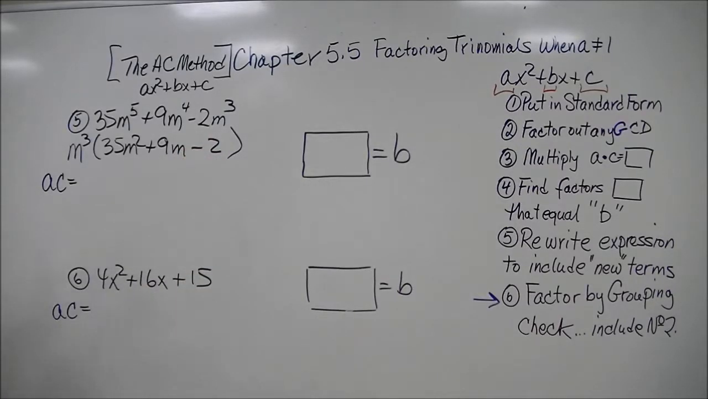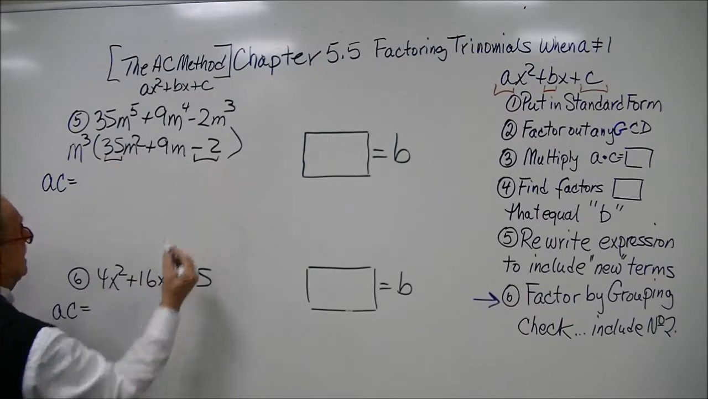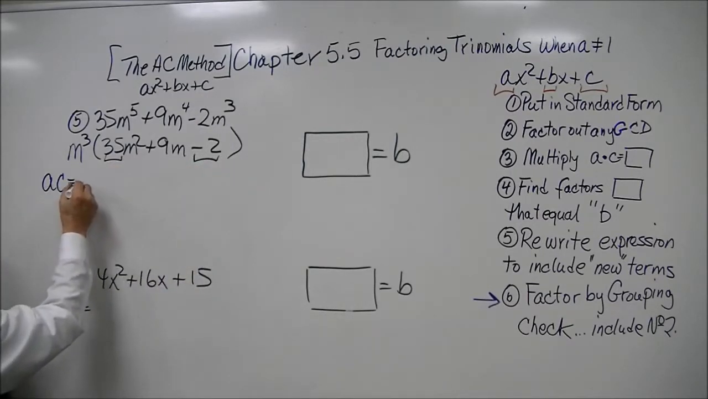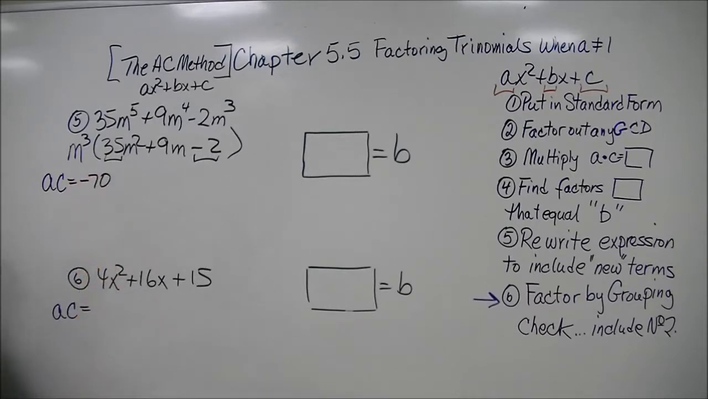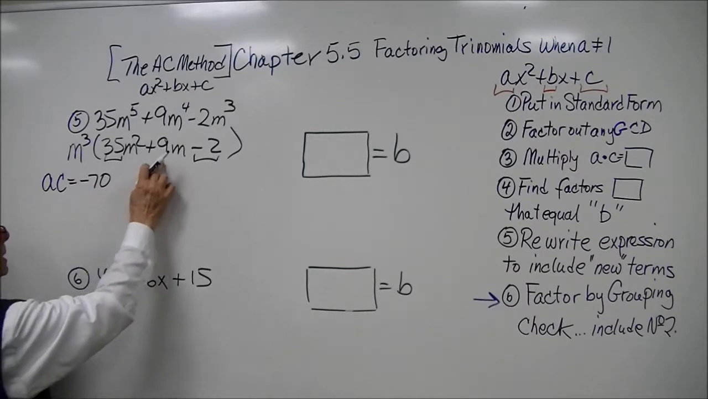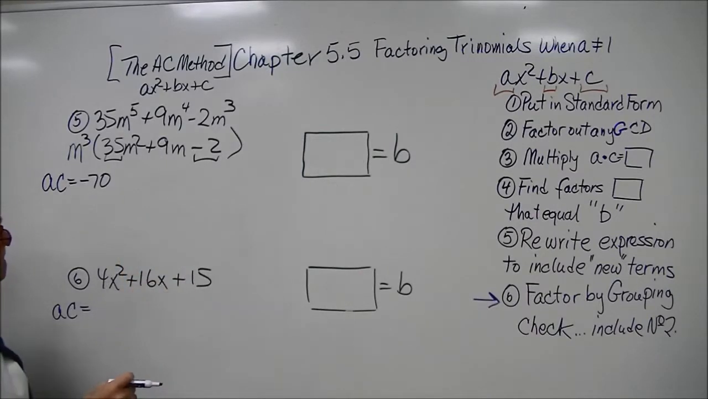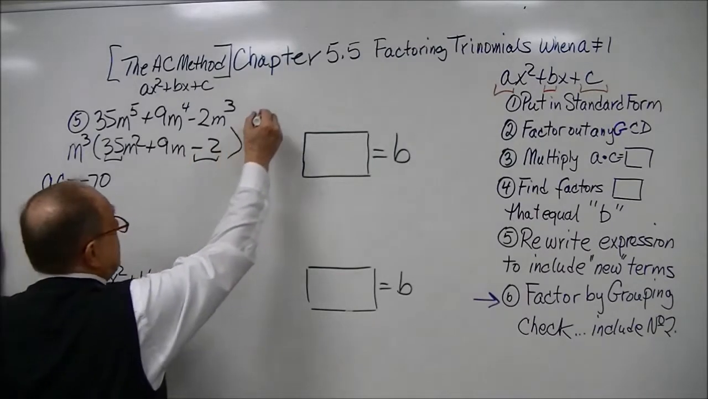And it never hurts to check your work. And now we're going to multiply a times c, and we're going to get a negative 70. Now we want factors of a negative 70 that are going to give me a positive 9 when we add them together. So again, let's use this technique.